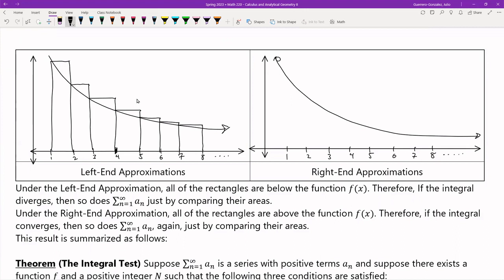Now let me do the right end approximation. It's the same thing, except the height of each one of the rectangles is dictated by the right-hand side. So instead of the left, it's going to be the right. This is going to be the box here.